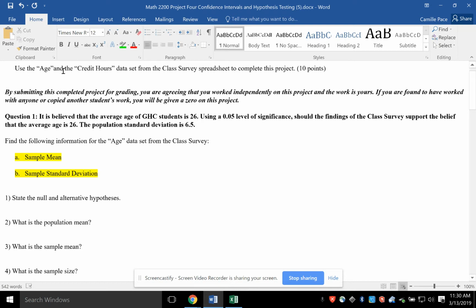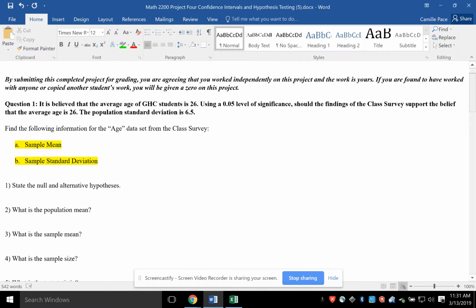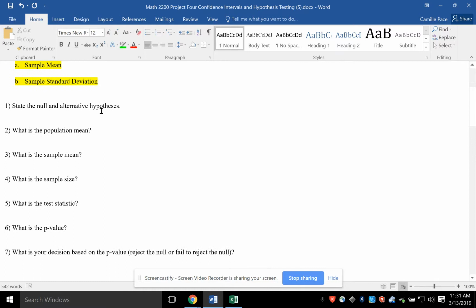So for the first problem, it's either a Z or a T test. I'm not going to tell you which one, but there is something in the problem that gives you the guide. You're going to do both hypotheses, null and alternative. Make sure to give them both. Then give the population mean, sample size, and the test statistic. This is the value that is coming off that website that you need to give me. It's either going to be a T or a Z, and you need to give the exact value, and you need to give the p-value.